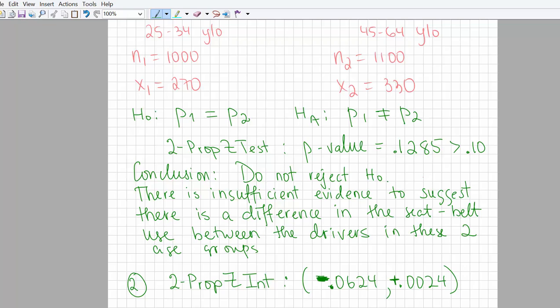All right, so this is how you would solve problems with two proportions. In the next video, I will talk about two samples that are dependent, that are paired data. And that will be the last video for this chapter.